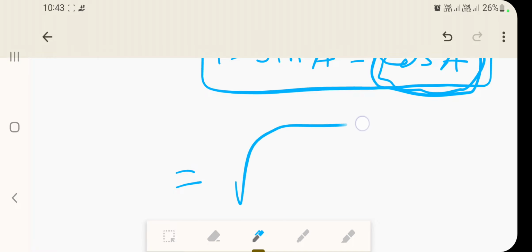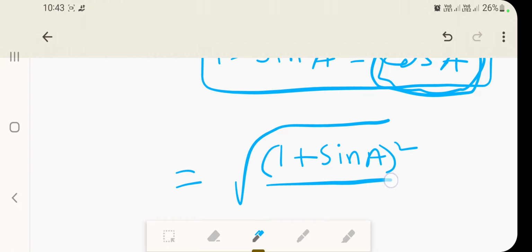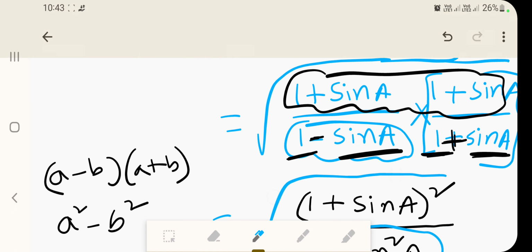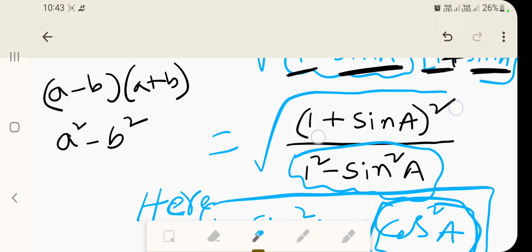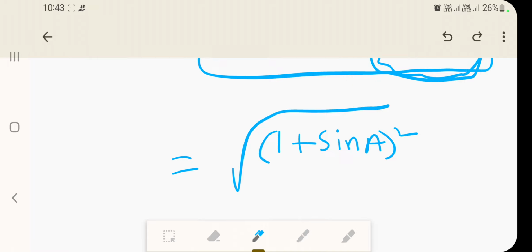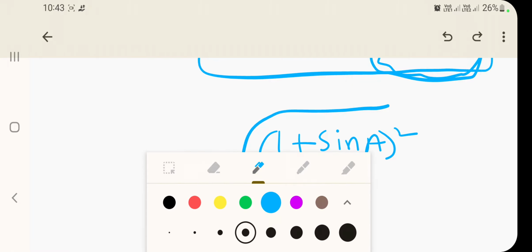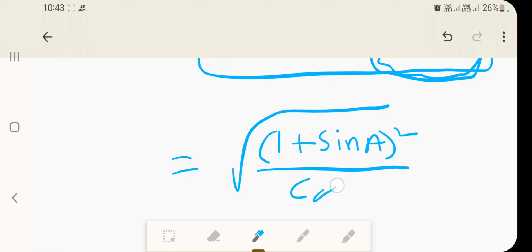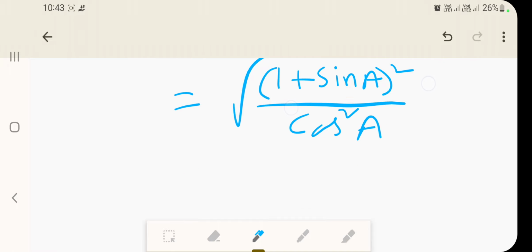So inside the square root, we already have 1 plus sin A whole square. In the denominator we have 1 minus sin A into 1 plus sin A, in the same multiplication. We get 1 square minus sin square A, which we can replace with cos square A. So cos square A we are going to write in the denominator. Now what is the next step?